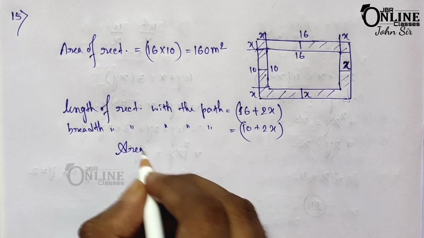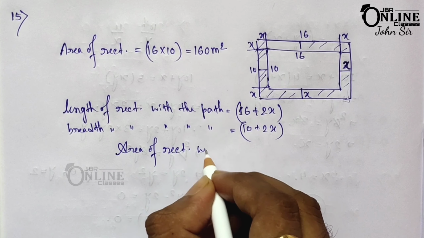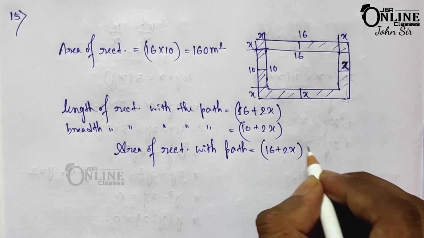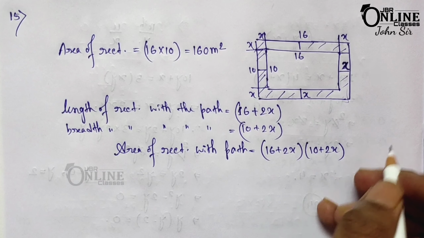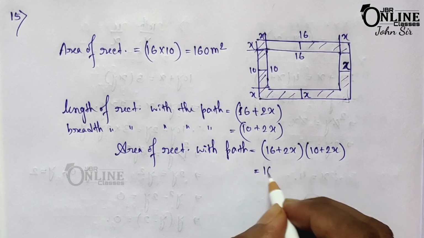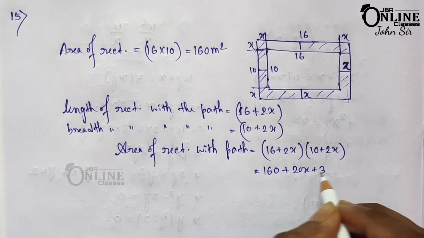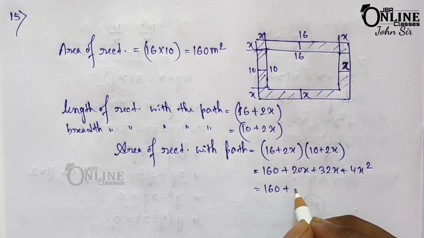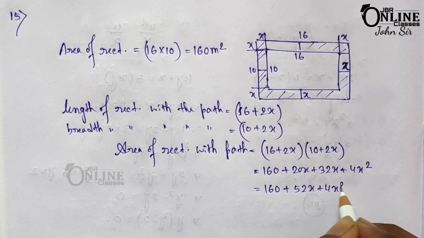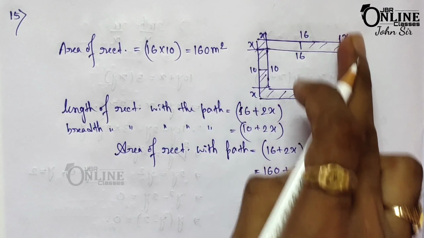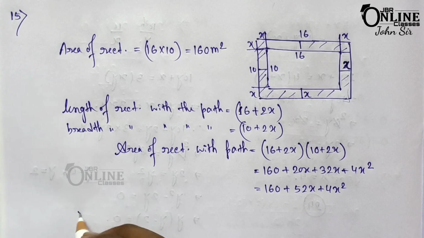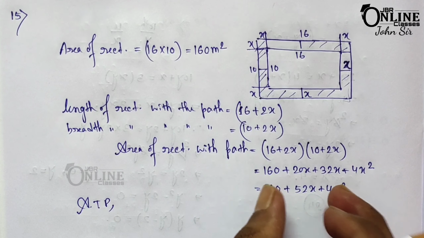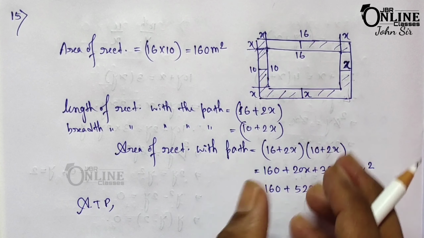So 16 plus 2x and 10 plus 2x are your new length and breadth. So now the area of the rectangle with the path equals (16 plus 2x) into (10 plus 2x), that equals 160 plus 20x plus 32x plus 4x square, which is 160 plus 52x plus 4x square. Okay, so this is the area of this whole portion. Now according to the problem, if you subtract the area of the rectangle from this one, you will get the area of the walk.